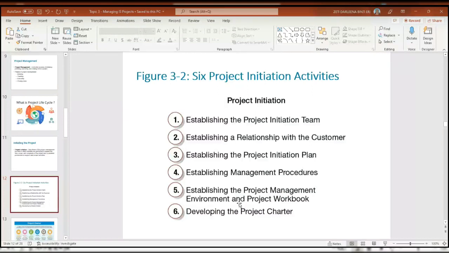When we have some establishing team, definitely you want to have some sort of representations of the team. So that is included in this environment. And project workbook. And then number 6, finally, developing the project charter. So we start doing the groundwork lah. So what is project charter ni? Is more or less somewhat like the documents we see kat sini.